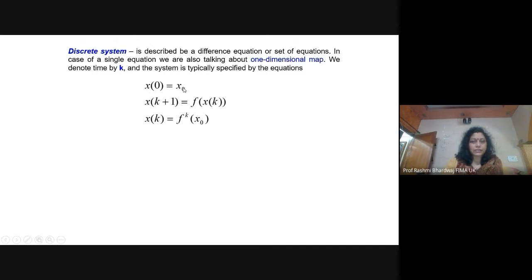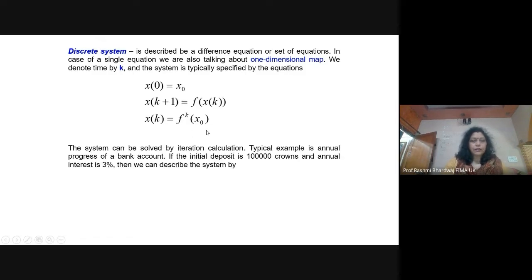So x1 is f of x naught. Similarly, x2 is f of x1, and if you keep composing like this, you get x2 as f squared of x naught. So this system can be solved easily by iterative calculations, and of course that is an important one. I will show how we find the iterative system, and how these iterations make a complex system simple or complicated.